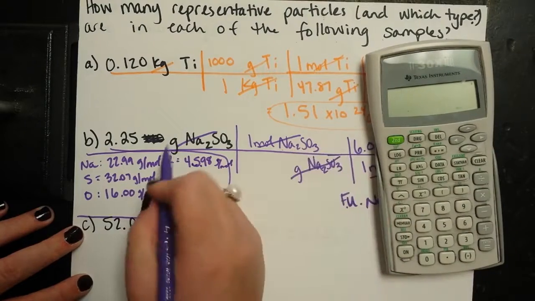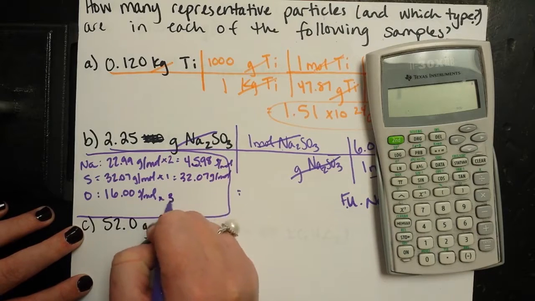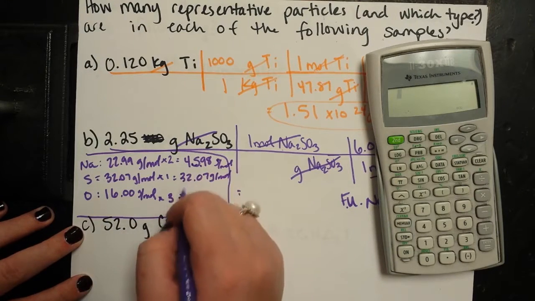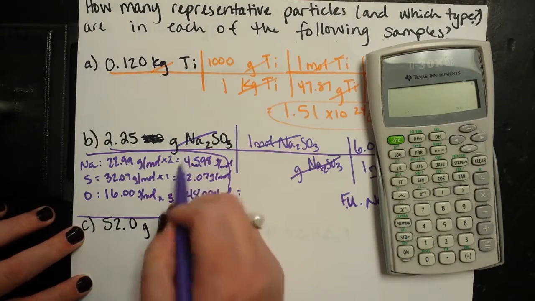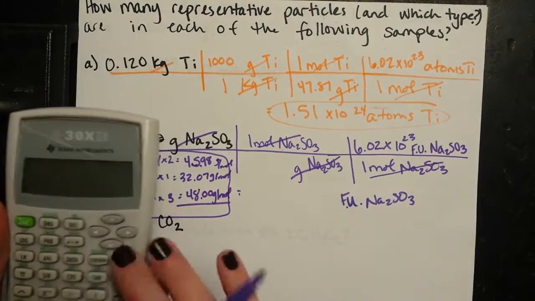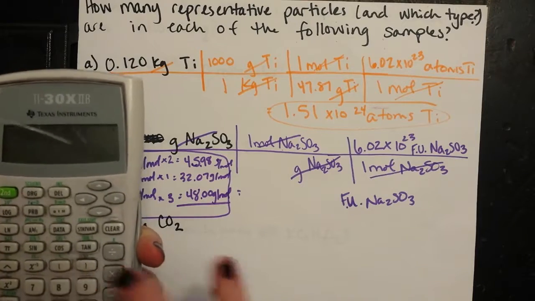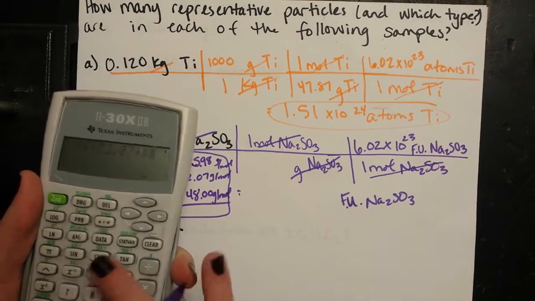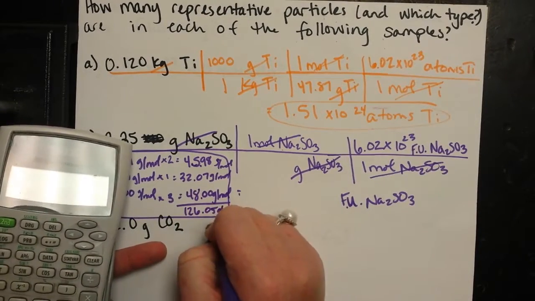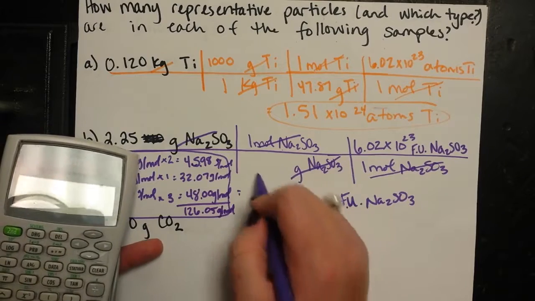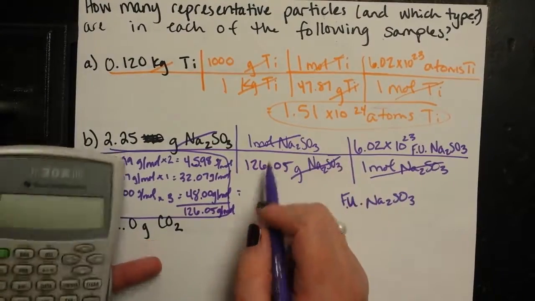For sulfur, we've only got 1. And oxygen, we have 3, so 48. If you add that up, we get 48 plus 32.07 plus 45.98. You get a molar mass of 126.05 grams per mole, meaning there are 126.05 grams of sodium sulfite for every mole of sodium sulfite.